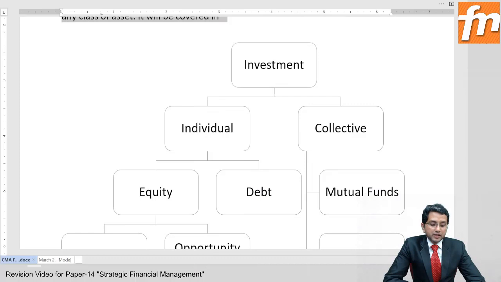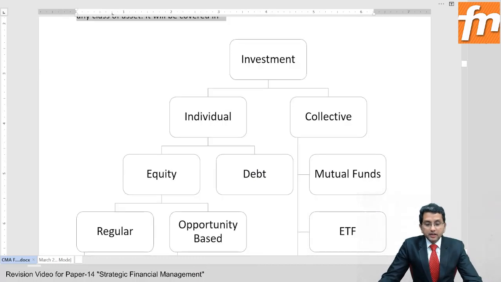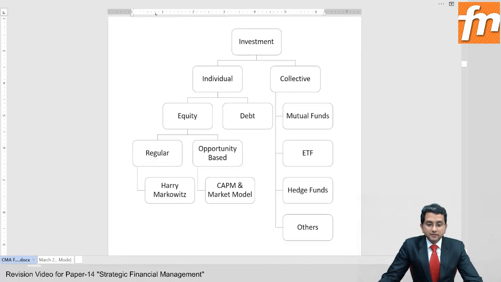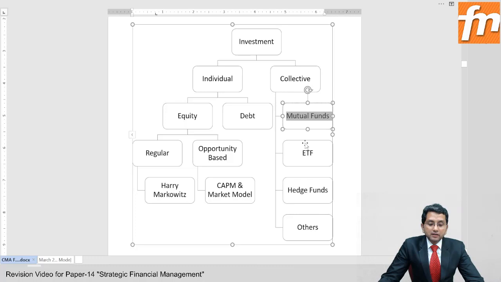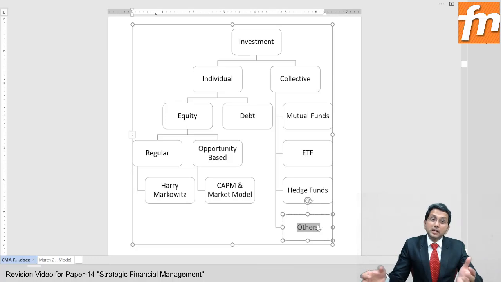So what did we study? It's like this. If you're making investment, either you can do it individually yourself, or you can opt for some collective investment scheme like the mutual fund, and a similar concept is exchange traded fund, or a different concept is hedge fund or any other pooled investment vehicles where many people invest money and then their money is managed by a single manager.